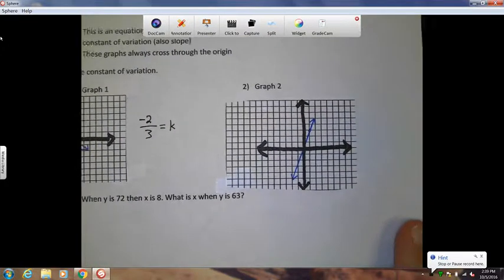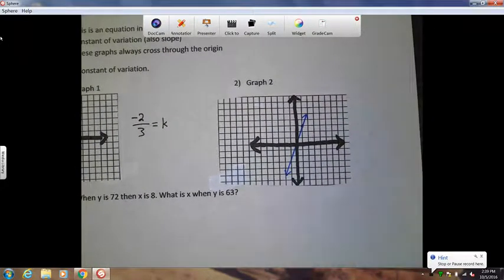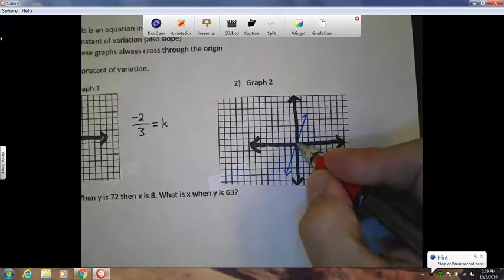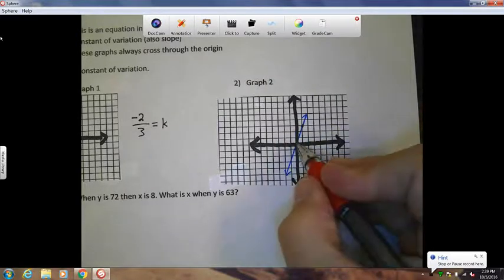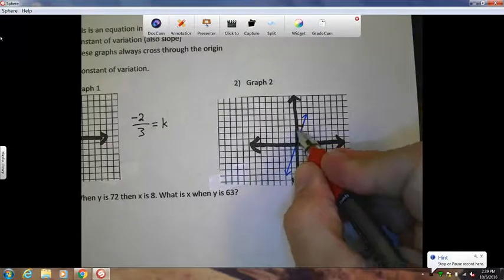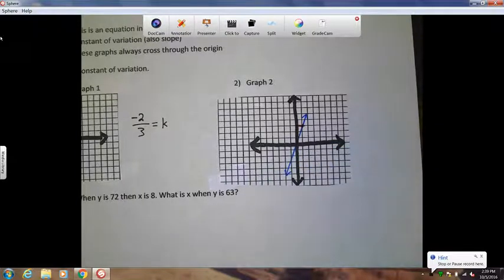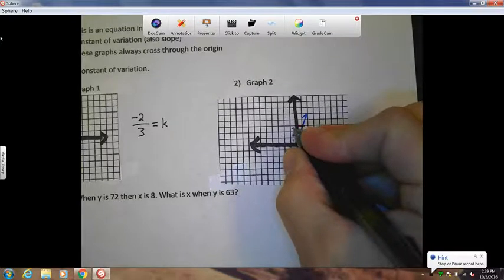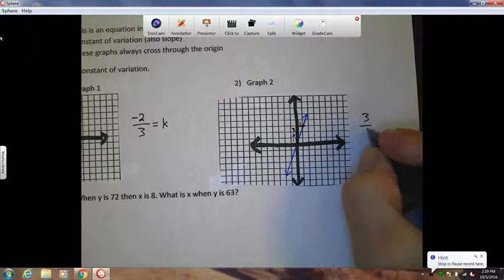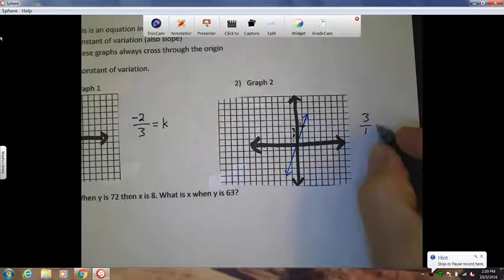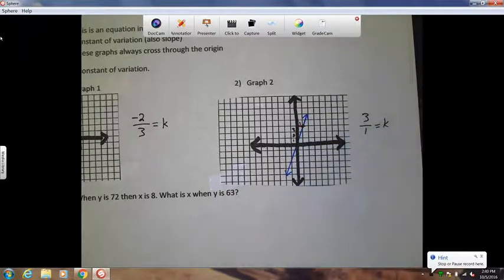Next one, I need to find my constant of variation, so I need to find my point. Here's a point, and here's a point. Always start with the one on the left. Go up or down first. So you make your triangle. So I went up 3 and to the right 1. So my constant of variation, or my slope, is 3/1.